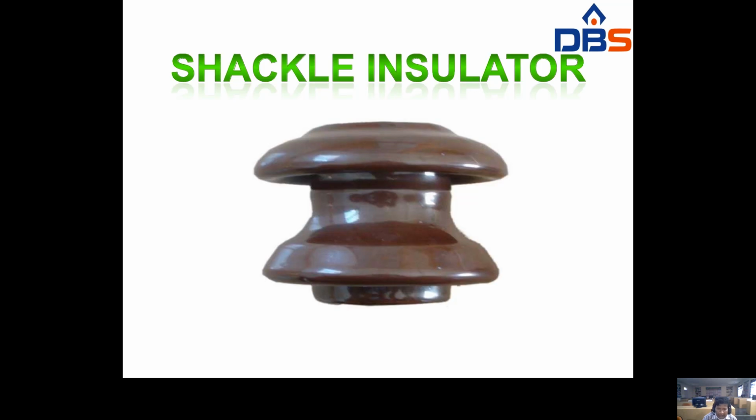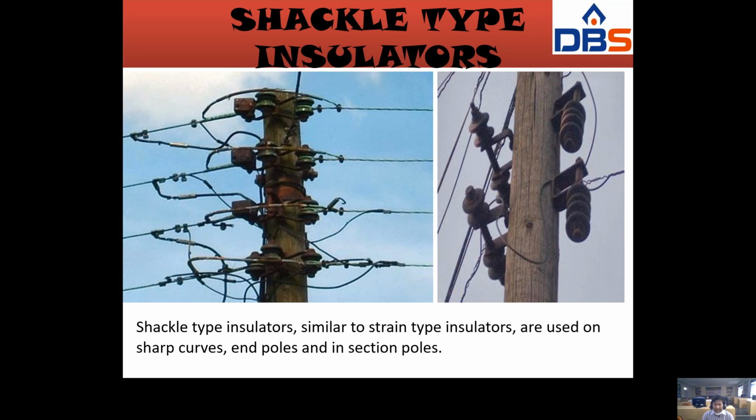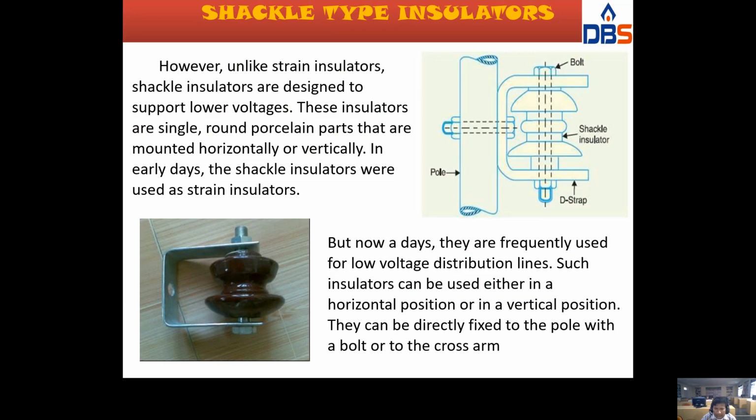Next, shackle insulators. Shackle type insulators, similar to strain type insulators, are used on small sharp curves, end poles and section poles. Look at the figure. This is the shackle insulator, which will be suspended in between the D-strip and bolt. However, unlike strain insulators, shackle insulators are designed to support lower voltages. These insulators are single rounded porcelain pots that are mounted horizontally or vertically.